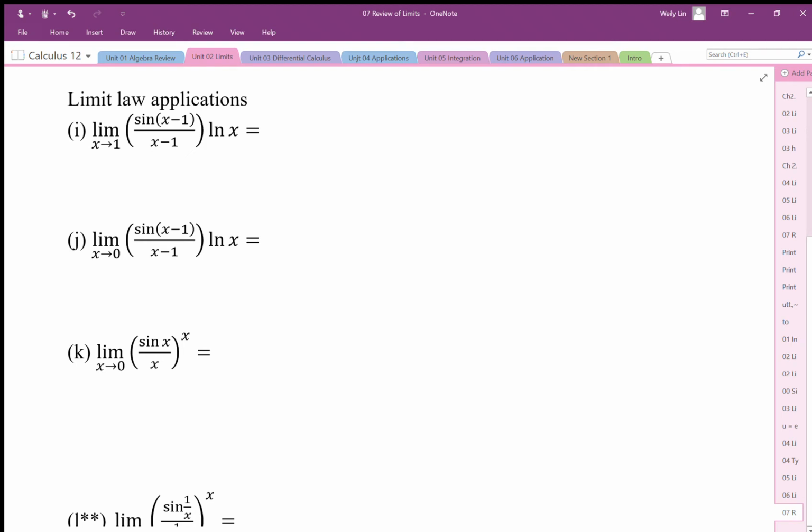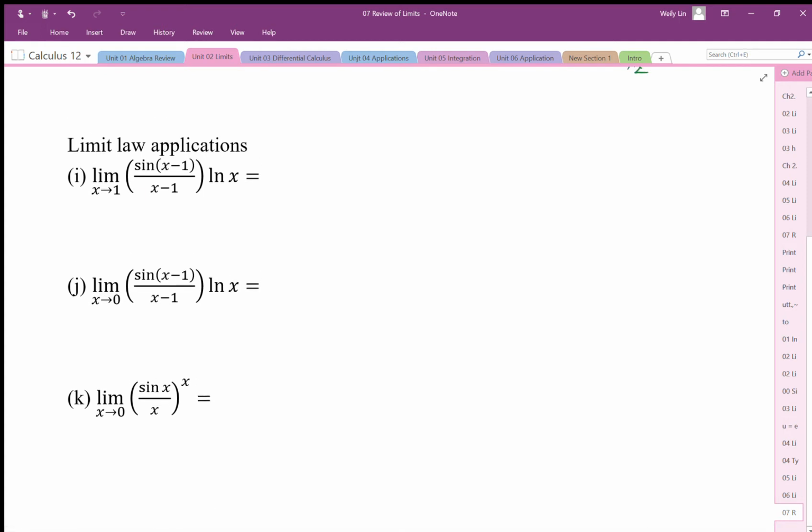So we can do limits using limit laws as well. Some of the limit laws allow us to split up these limits. For example, this one here, as x approaches 1, we're going to end up with sine 0 over 0. Well, we know sine x over x is equal to 1. So we can split this up from the log x.